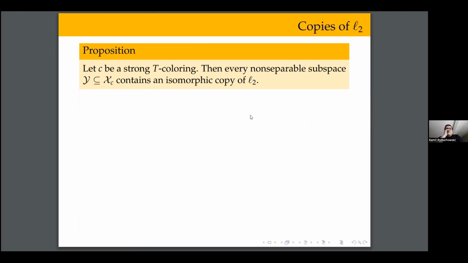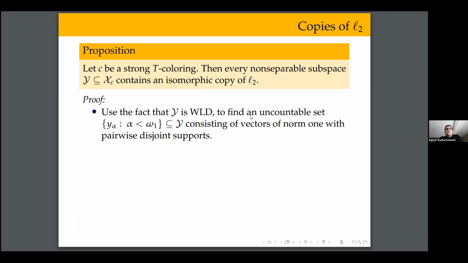Okay, there's also this property that every non-separable subspace of XC contains an isomorphic copy of L2. And this proof is a nice combination of results from Banach space theory and infinitary combinatorics. So first of all, use the fact that Y is WLD to find an uncountable set of vectors with pairwise disjoint supports. Obviously, one may assume that they are of norm 1 just by normalizing them.